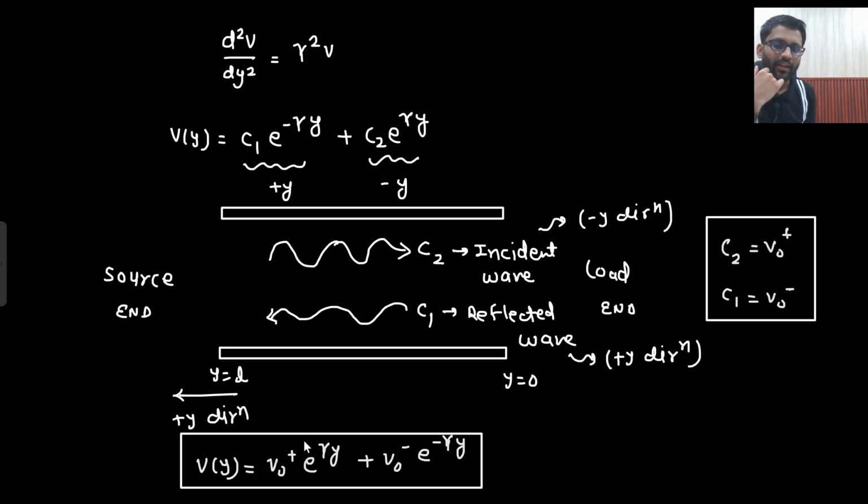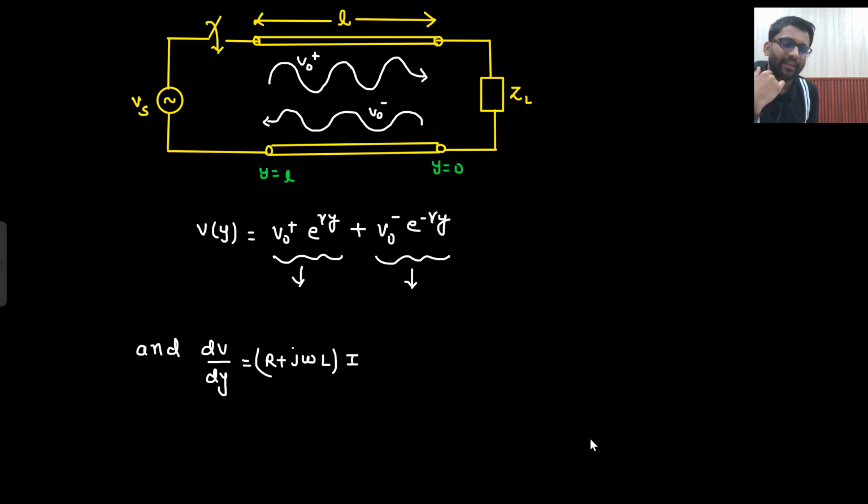From here, what you can tell, this is your incident wave, and this is your reflected wave. So if I make the complete transmission line from the source, what will happen? The V naught plus wave will go there and the V naught minus wave will come back.